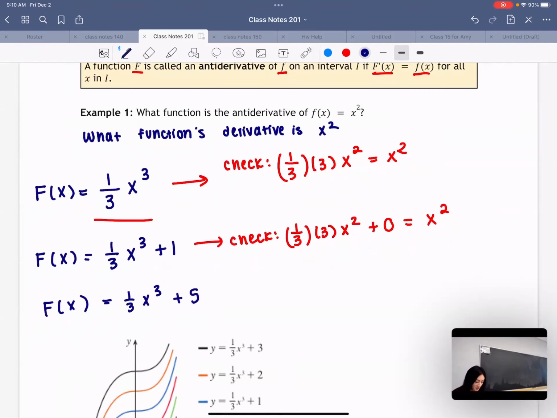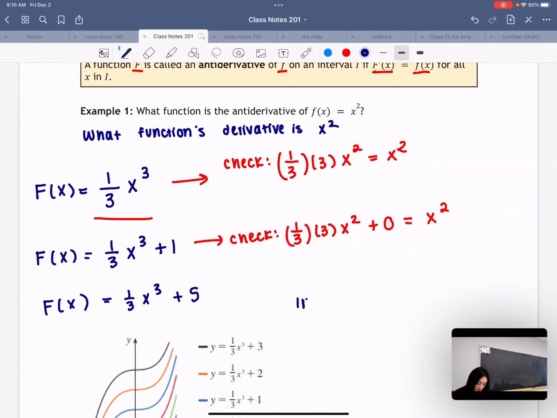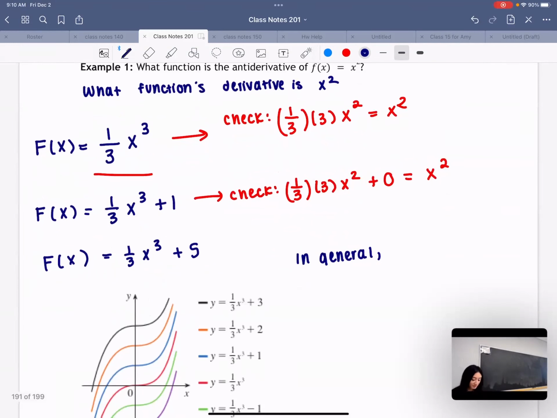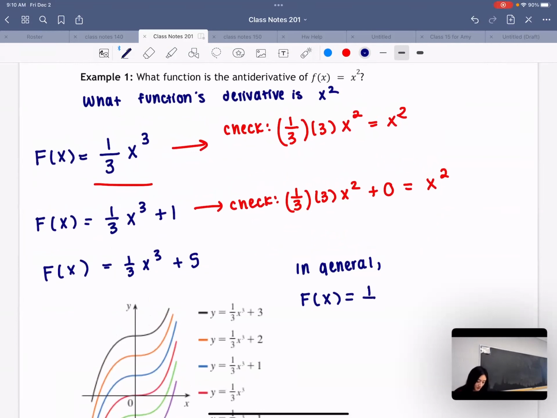Let me generalize this. In general, the antiderivative of my function is F of x equals 1/3 x cubed plus or minus some sort of constant. I can always add a constant to this because the derivative of a constant is always just 0. So I'm going to say that as plus c, where c is some sort of constant number.